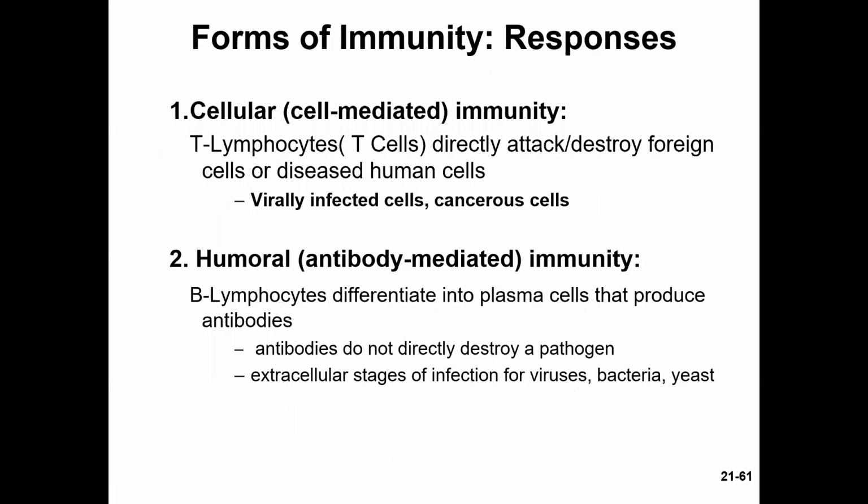So, forms of immunity and responses. There is cellular or cell-mediated immunity. This involves T lymphocytes that directly attack or destroy foreign cells or diseased human cells. This would include viruses and cancer. Humoral or antibody-mediated immunity: this is B lymphocytes differentiated into plasma cells that produce antibodies. Antibodies do not directly destroy a pathogen. Extracellular stages of infection for virus, bacteria, and yeast are included under humoral immunity.